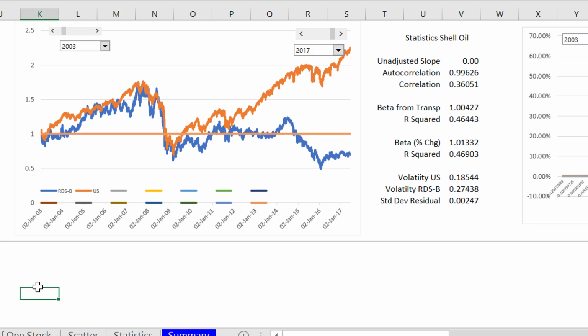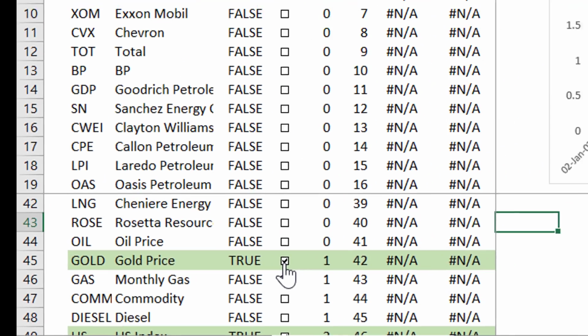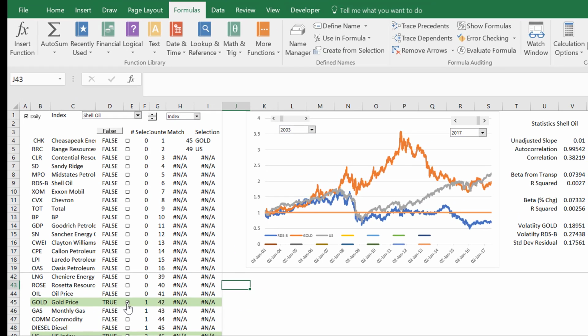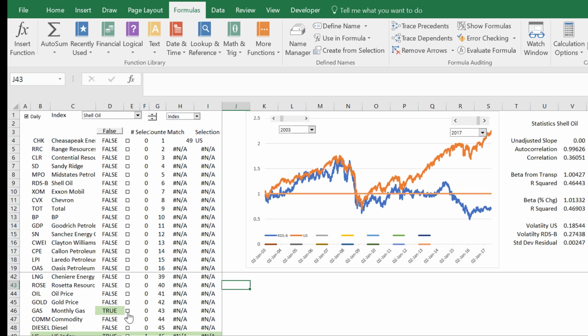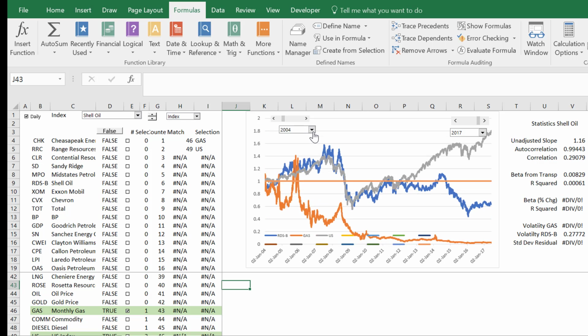Now, one more thing before I finish. If I want to see, well, how much does it react to the gold price? Well, that's going to be pretty silly. The beta is almost 0. I don't really care about that. I want to look at the gas price. And the beta against the gas price is nothing. Maybe we had this extreme spike. I think this was Hurricane Katrina, if you remember this.